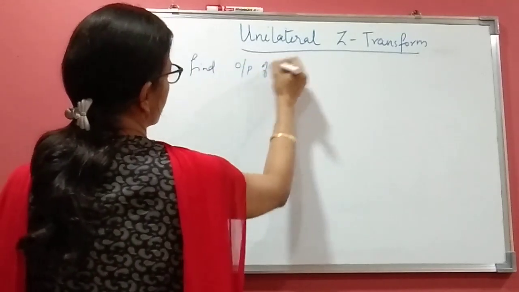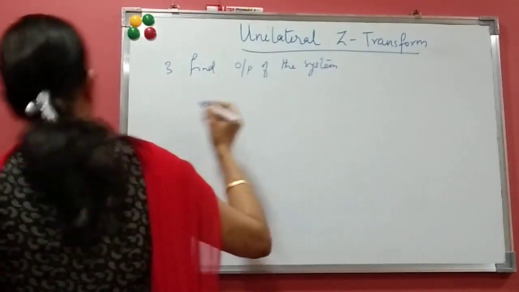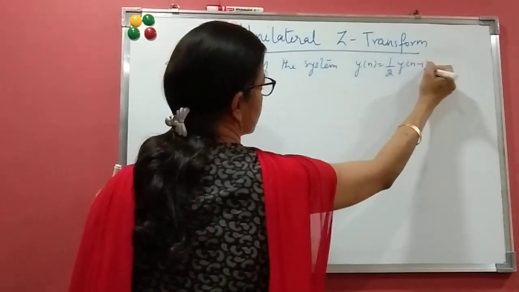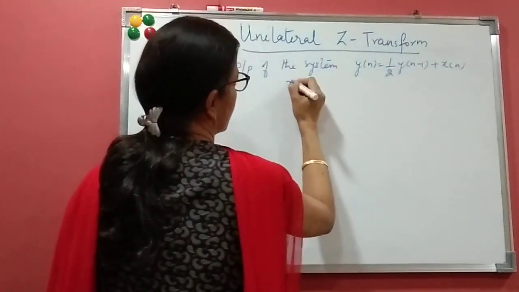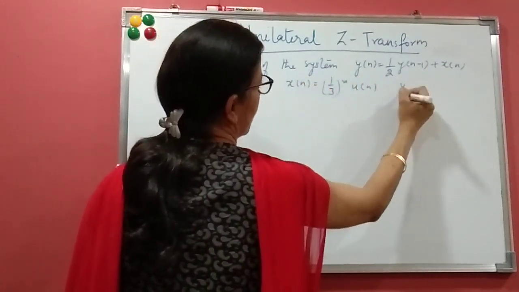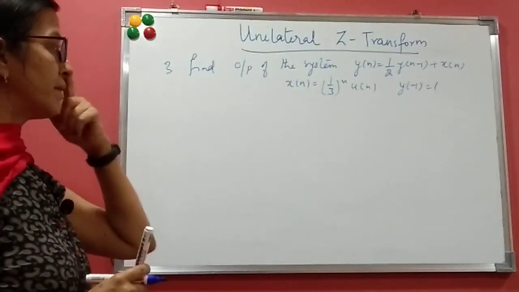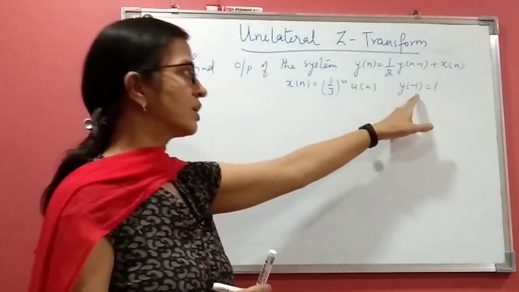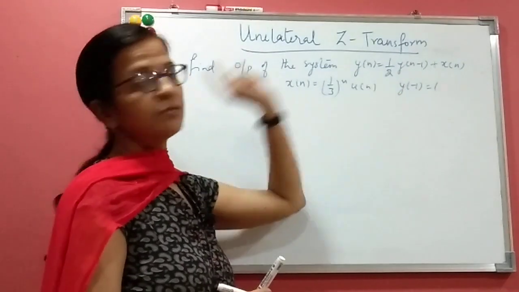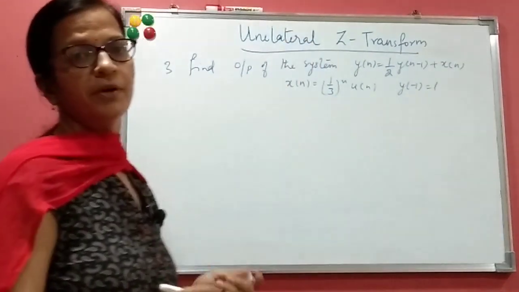Find the output of the system y of n equals half y of n minus 1 plus x of n, where x of n is given as (1/3)^n u of n and y of minus 1 equals 1. We have done this question in the bilateral Z transform also, but there the initial conditions were 0. Whenever the initial condition values are 0, you use the bilateral Z transform. But when the initial condition is given, we have to use the property of the unilateral Z transform.